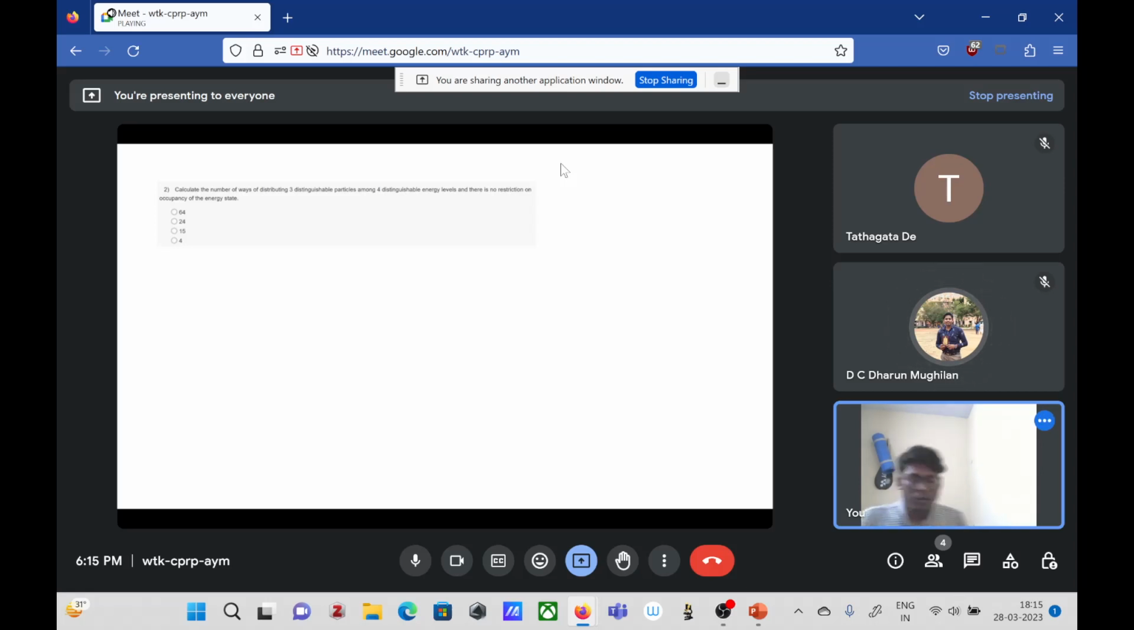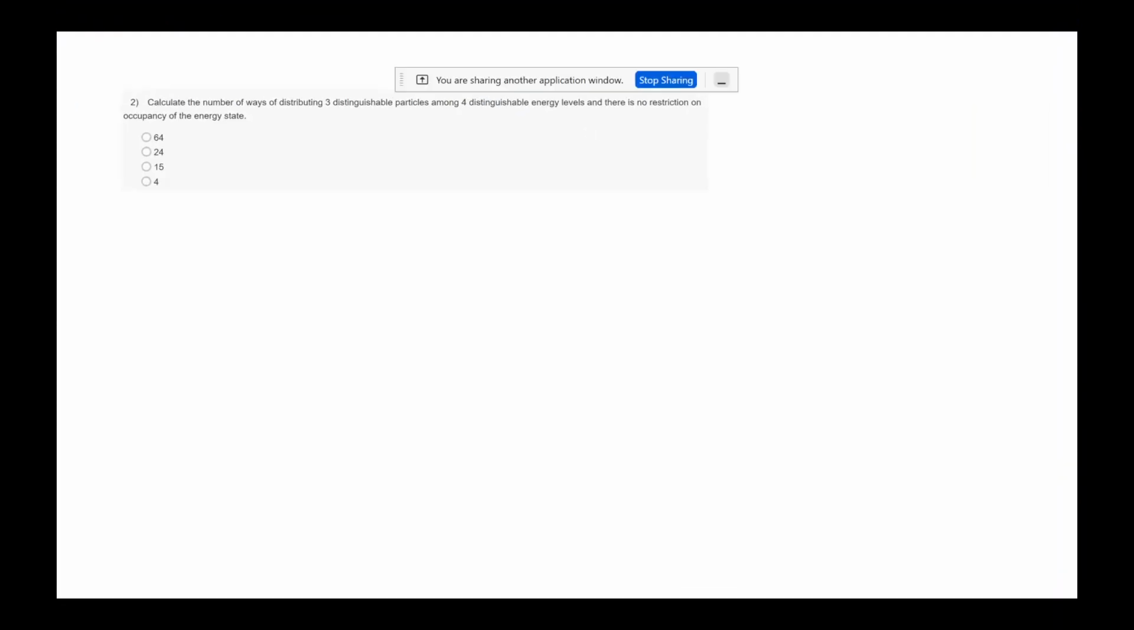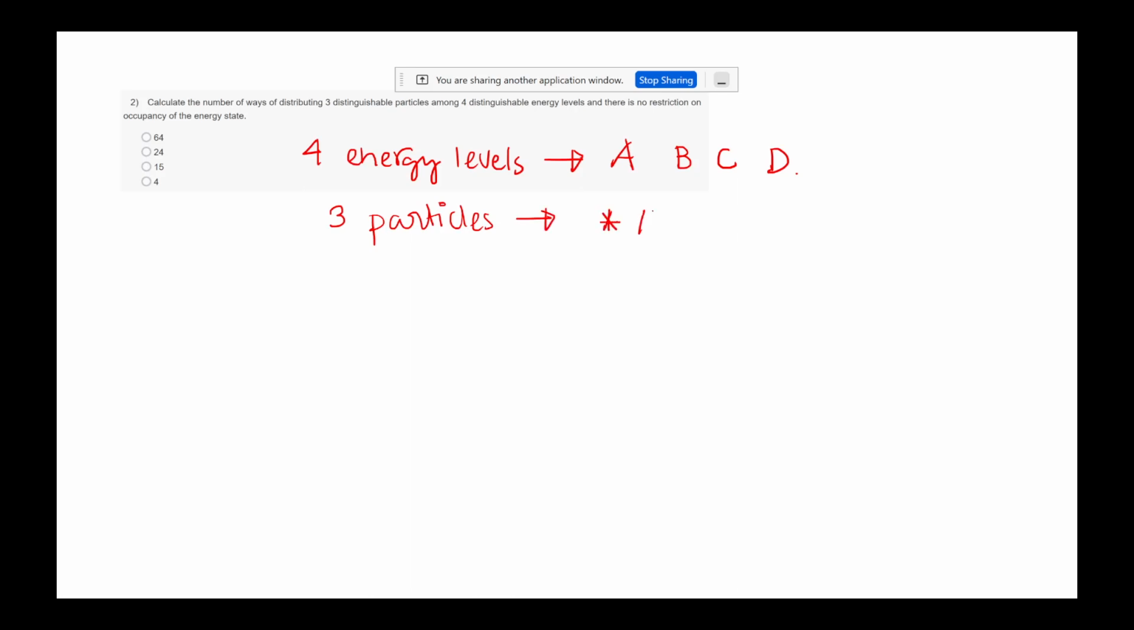Okay, I'm giving you one hint. One or two hints, then you will help me to solve it. So there are 4 energy levels, right? Let's mark them A, B, C, D. And 3 distinguishable particles. Let's say one asterisk, one has, and one ample at the end.